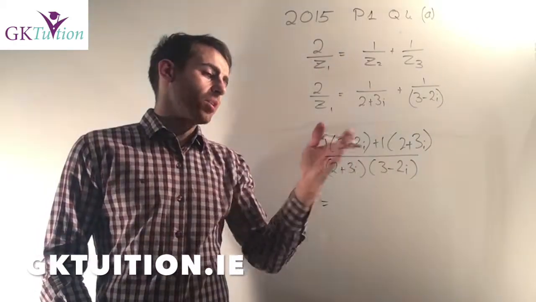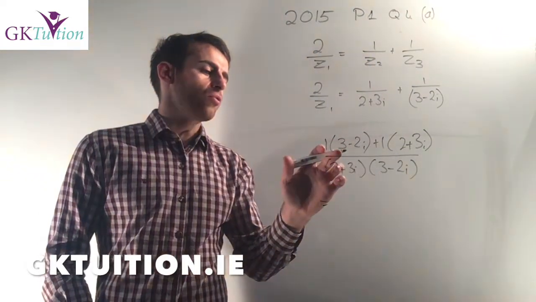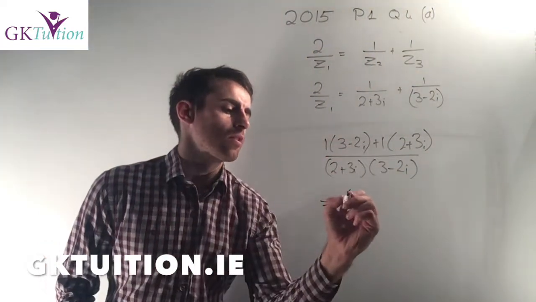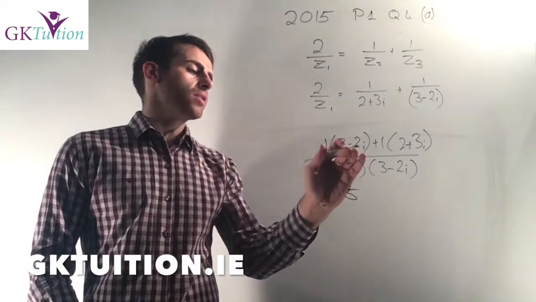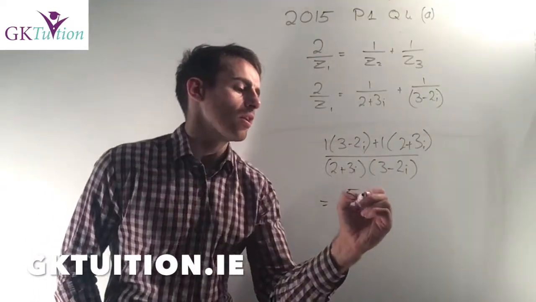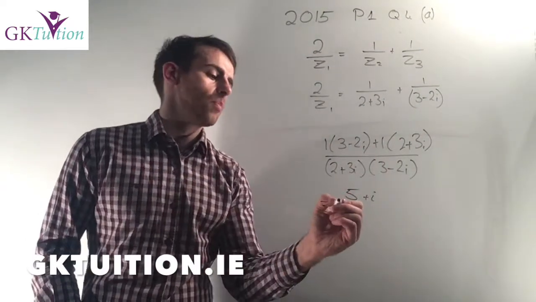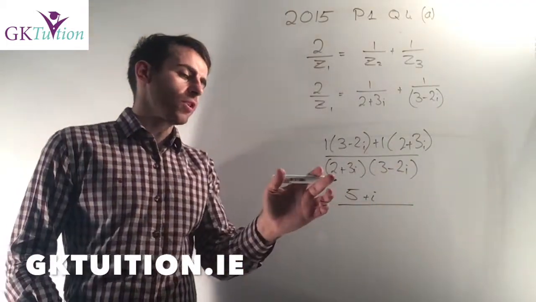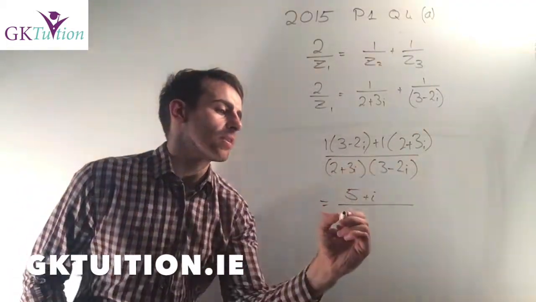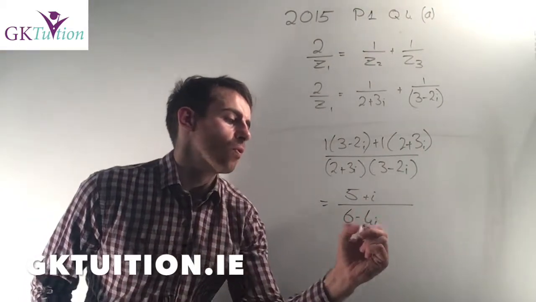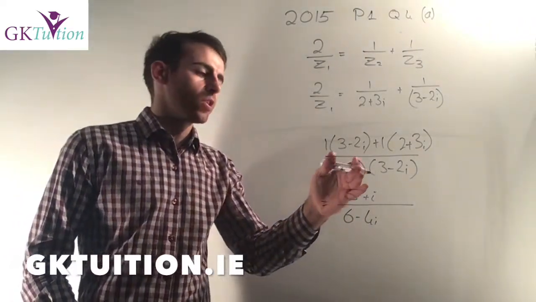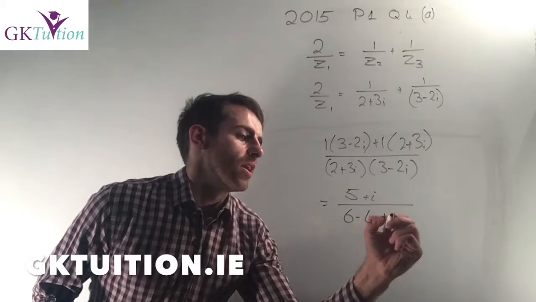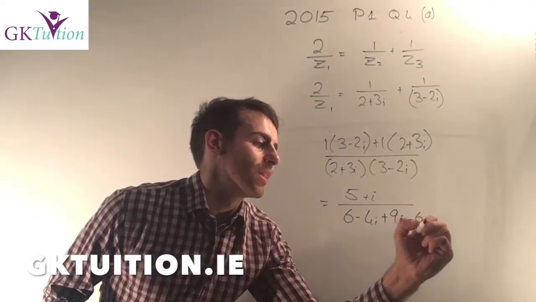So on the top I can just add like terms. I have a 3 here and I have a 2 here, so that means I've got a 5. And my i's, I've got minus 2i plus 3i, which gives me just plus i. But on the bottom I can multiply out my double brackets. The first thing in the first bracket by the second bracket is 6 minus 4i. The second thing in the first bracket by the second bracket is 9i minus 6i squared.